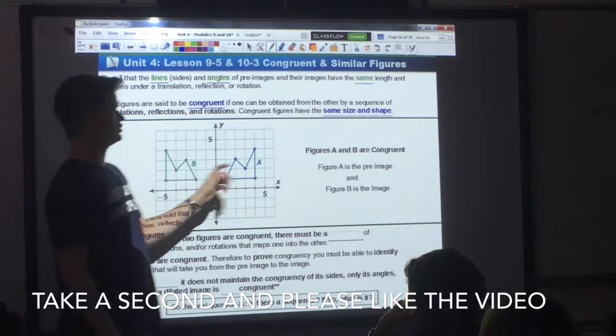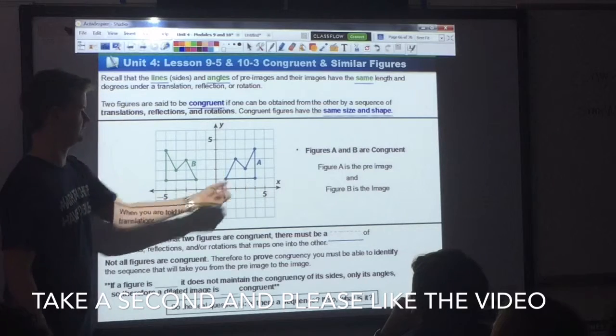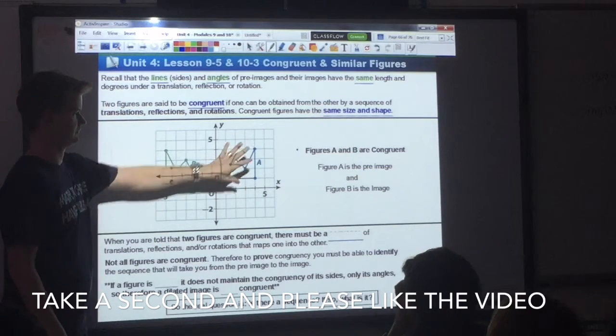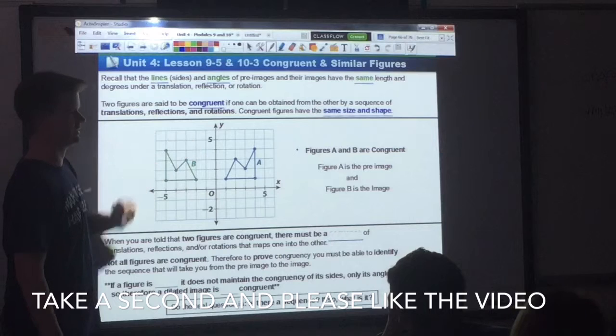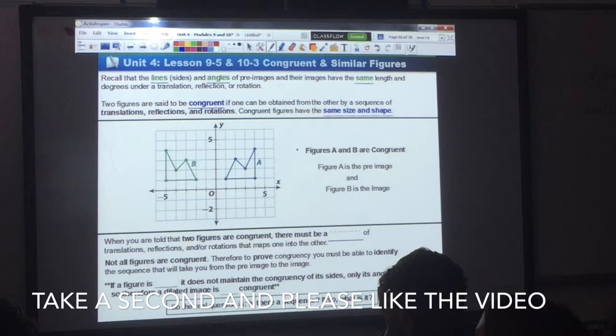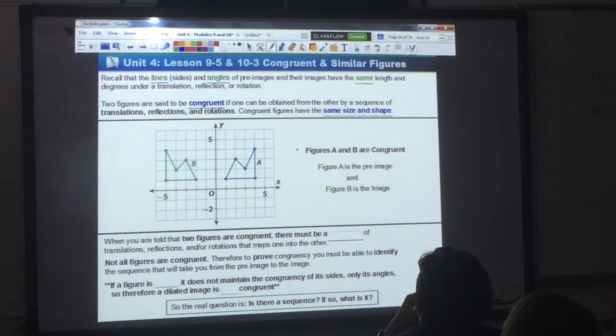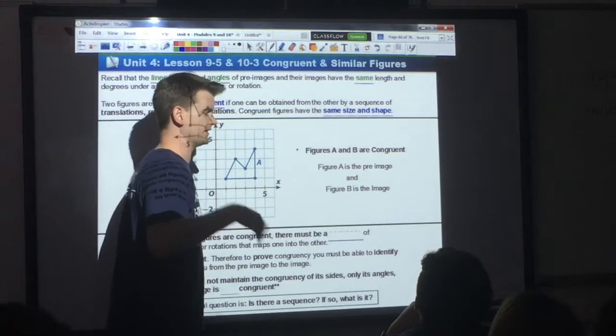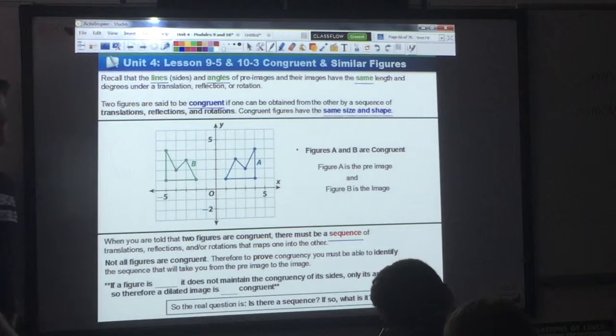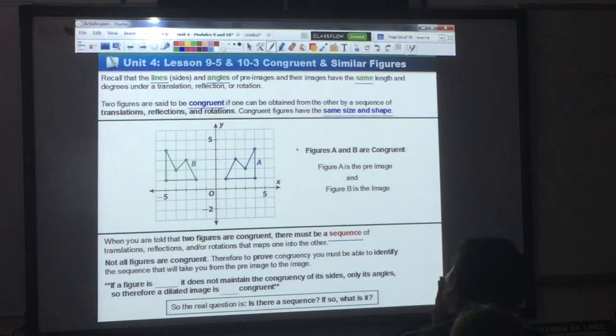Right now, I want you to understand that figure A and figure B are congruent. Figure A is my pre-image. Figure B is the image. They are congruent. They are the exact same size, but do they have the same position? No. Do they have the same orientation? No. So for us to be able to prove that they are congruent, we must identify something known as the sequence. The sequence is the series of translations, reflections, or rotations that maps one image into the other.